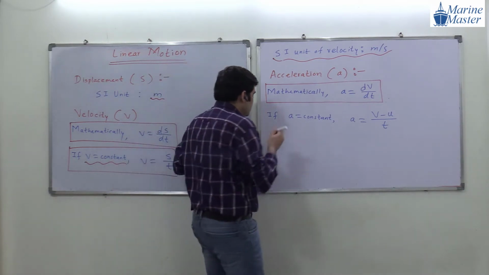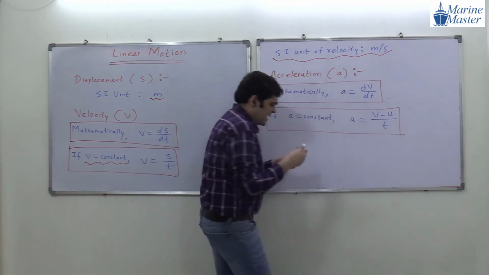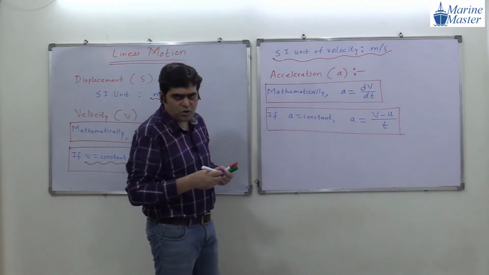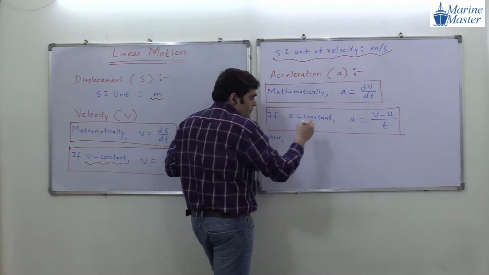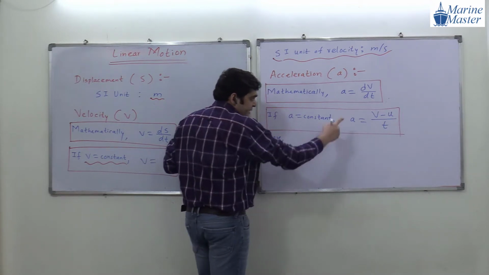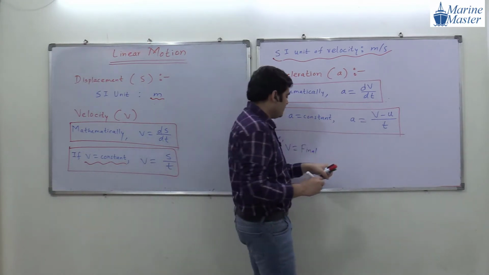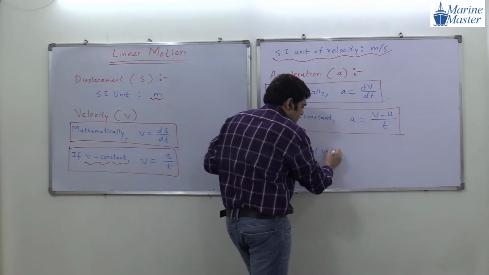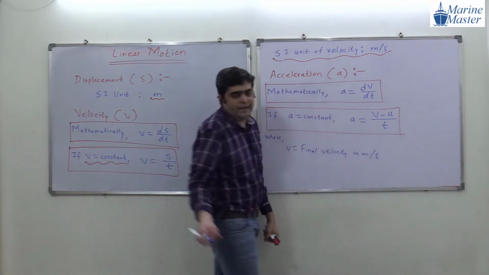I am going to explain the meaning of each and every term. This is the standard terminology; you may study it in your class 4 also. What is meant by small v? Small v stands for final velocity, and this velocity will be in SI unit, meter per second.